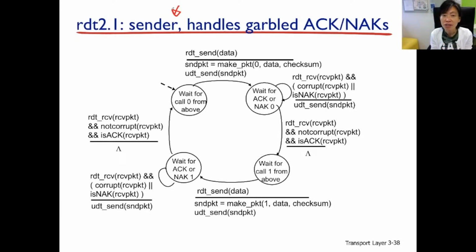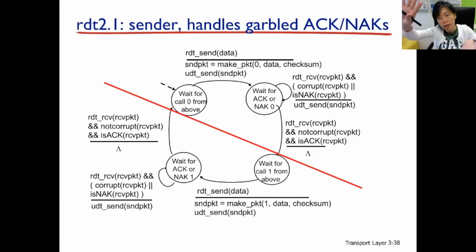So this is the sender side of RDT 2.1, which is the version of reliable data transfer that handles corrupted ACK/NAKs coming back from the receiver. Now, the easiest way to look at the finite state machine here is by drawing a line separating the two mirror parts. If you look at the upper part of it, this looks like the wait for call from above state in the RDT 2.0 sender, isn't it? And wait for ACK or NAK looks like the waiting for feedback state in the RDT 2.0 sender.